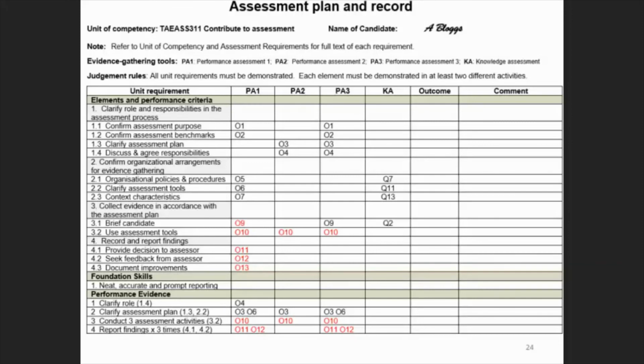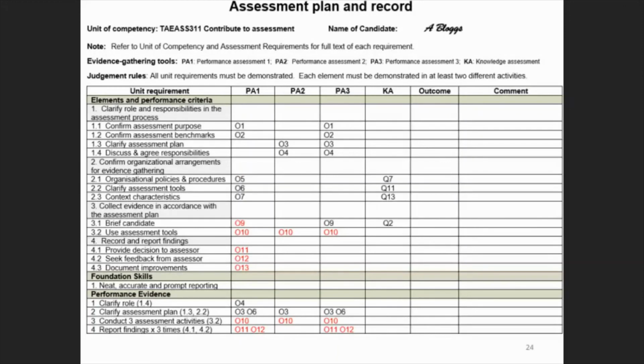PA1 is the performance evidence, and observations 1, 2, 3, 4, 5, 6, 7 and so on are listed there. So there's a whole bunch of observations, up to 12 observations, made in performance evidence 1, performance evidence 2, performance evidence 3. So we're measuring the performance 3 times. Although you'll notice at the top on the right-hand side, it says at least 2 different activities. So you don't need 3 performance evidences. There are just 3 there to make sure that we're getting enough evidence to make a judgment of competency, which is our topic for next week, at the next meet session in February.